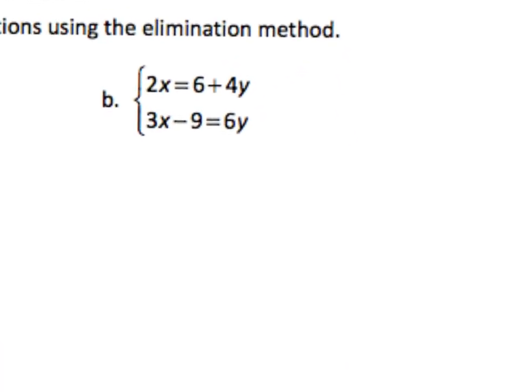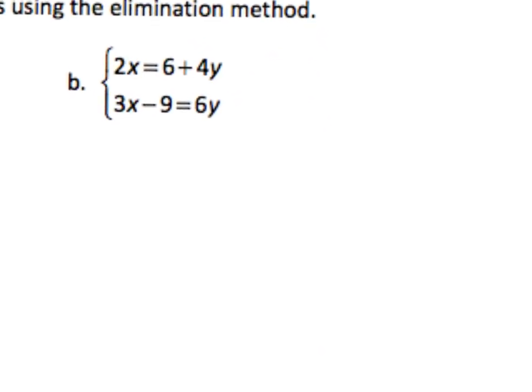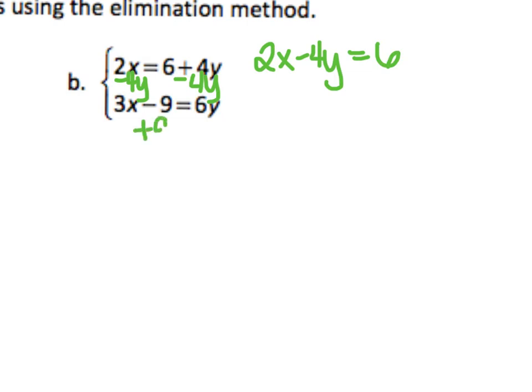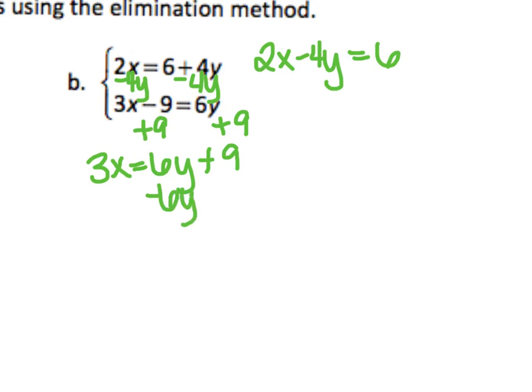If you notice, B looks a little bit different because the x's and y's are on different sides of the equal sign. So I'm going to go ahead and change that. In the first one, I'm going to subtract the 4y to get it on the same side as the x. So I've got 2x minus 4y equals 6 for the first one. And then for the second one, I'm going to move the 9 over to the other side. So I have 3x equals 6y plus 9. And then I'm going to subtract the 6y to get it on the same side as the other x.